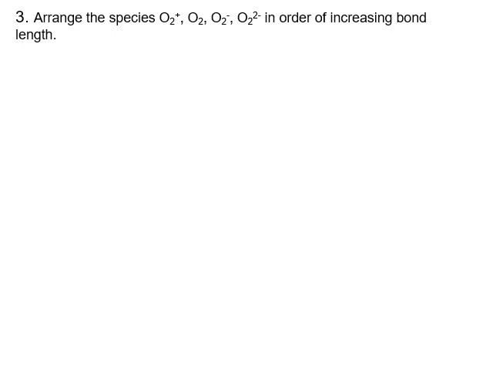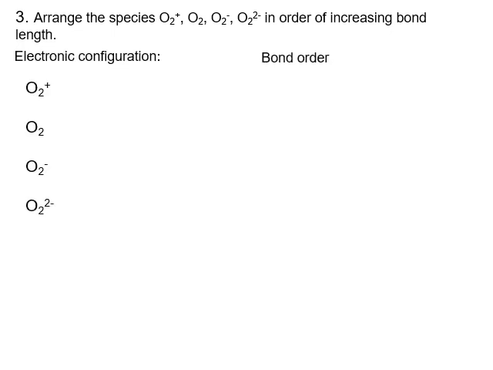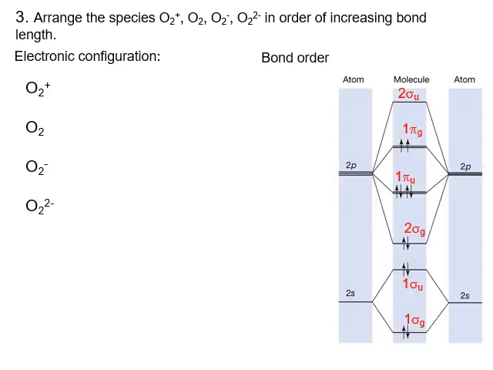Question number 3. Arrange the species O2+, O2, O2-, O2 2- in order of increasing bond length. Now bond length is related to bond order. So again, we need to calculate the bond order. And to calculate bond order, we choose the right energy diagram for oxygen, and this is the energy diagram. And note that 2σg is below 1πu.